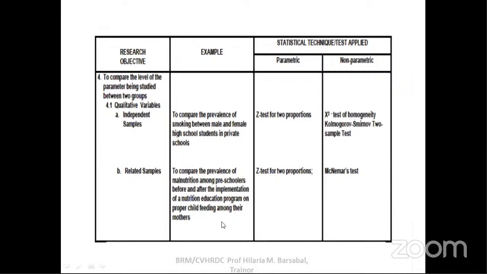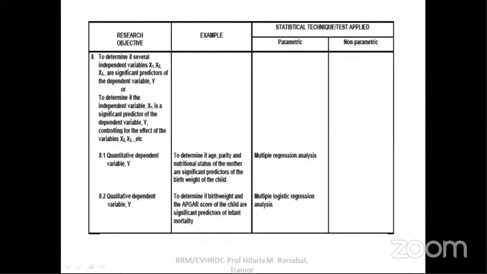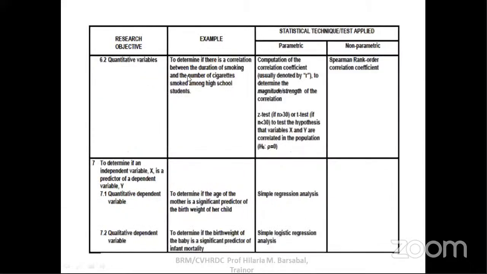Okay, so if you talk about related samples, so if the samples are related, and I have discussed that a while back, right? You are going to have the z-test for two sample proportions, or McNemar's test if it is non-parametric. All right, and okay, last two slides. So for example, another, to determine if there is a correlation between the duration of smoking and the number of cigarettes smoked among high school students. For example, that is your objective, and this is a quantitative variable.